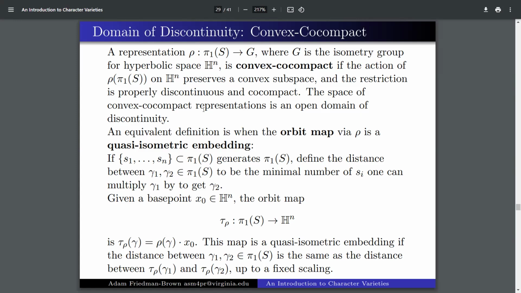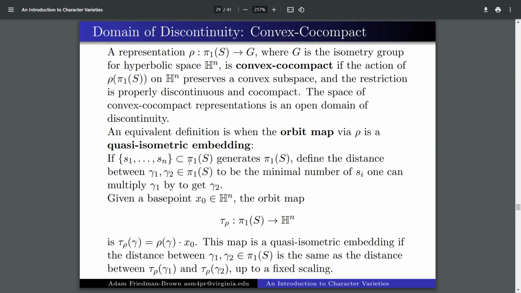And yes, the space of these representations is an open domain of discontinuity within the character variety from pi 1 of S to G. An equivalent definition of a representation being convex co-compact is when the orbit map is a quasi-isometric embedding. Now there are some things to define here, but if you're interested, please continue to listen.